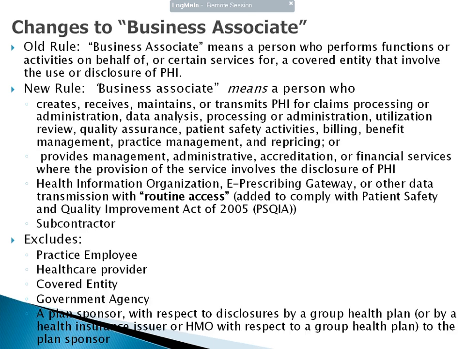First change, the business associate definition has changed. It used to be a person who performs functions or activities on behalf of the covered entity. It now is a business associate with any person who's creating, receiving, maintaining, or transmitting protected health information. I'm going to talk about this slide a little bit, so I'll leave it up for a minute. Now, let's talk about your internet service provider. They have access to your information. So this new definition is also going to cover people who are managing, administrating, accrediting, or providing financial services where the provision of service involves disclosure that has more than routine access.